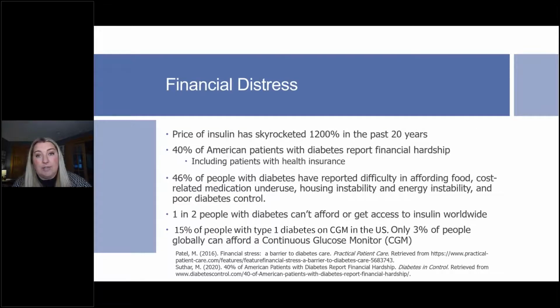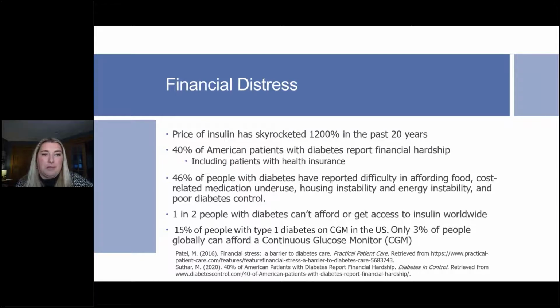Financial distress, I could give a whole presentation on this. I know Tamara said I've done a lot with insulin affordability. I could do 2 hours on this topic, and I have a friend on this call, Sherry, who has done a lot of the insulin affordability work with me, and we could go on a lot of tangents. That's not what this presentation is about, so I will not. If you ever have any questions, feel free to reach out to me though.